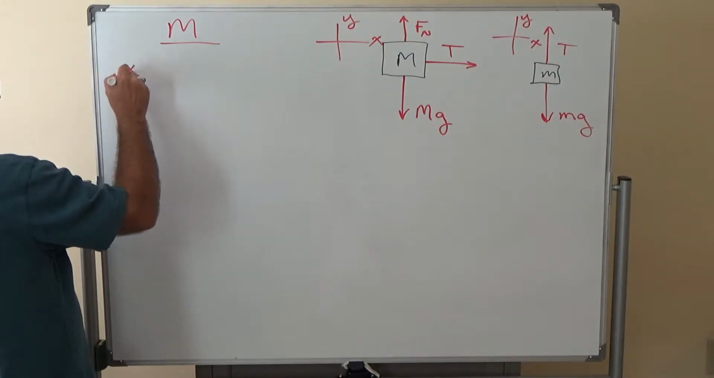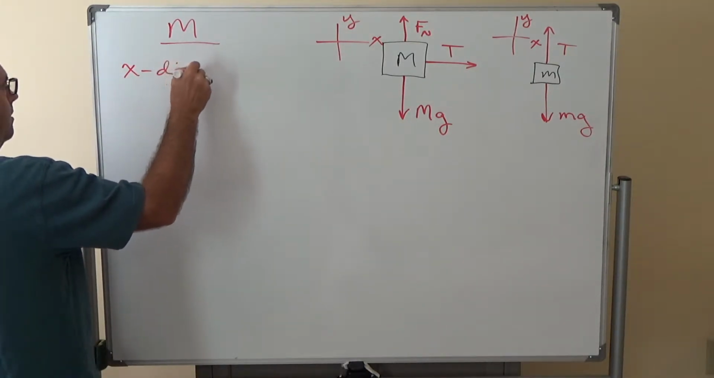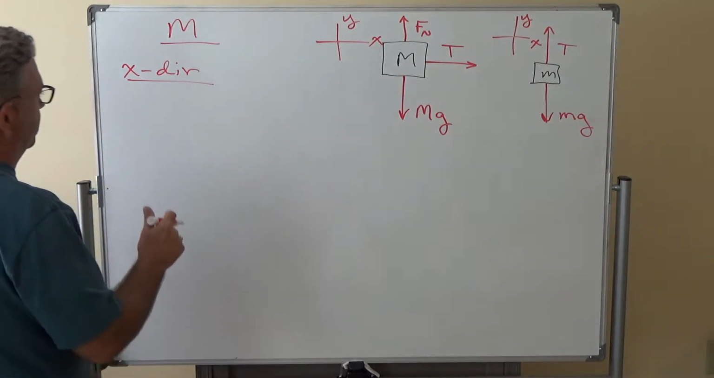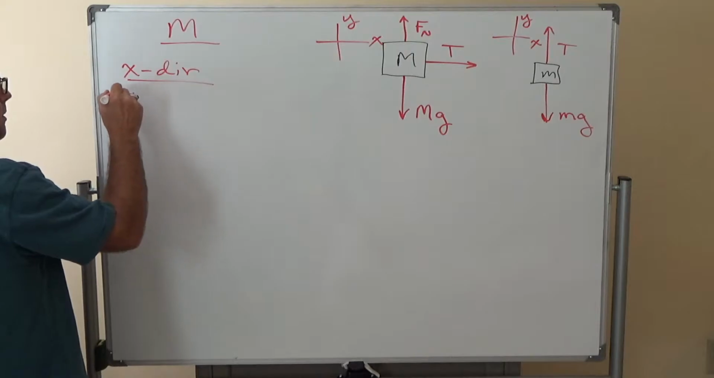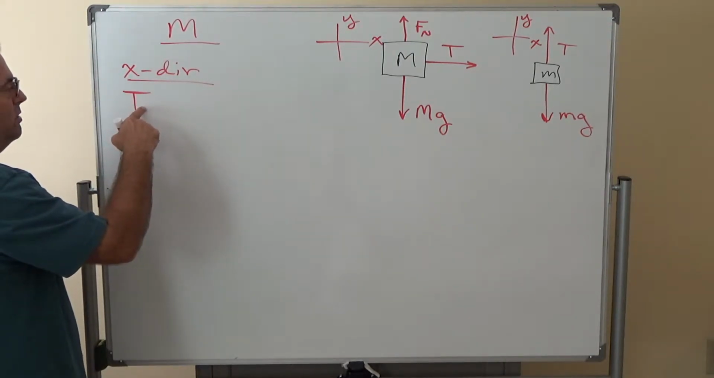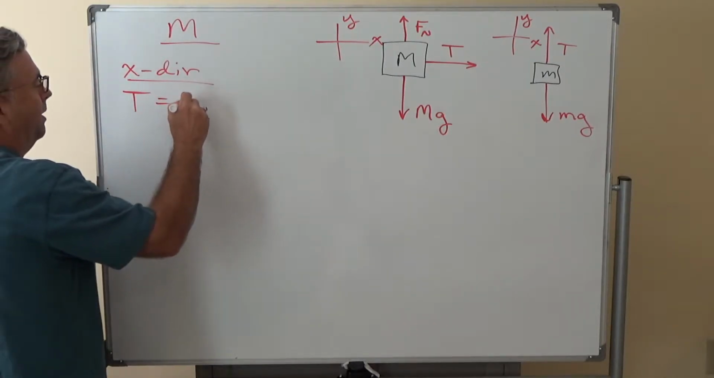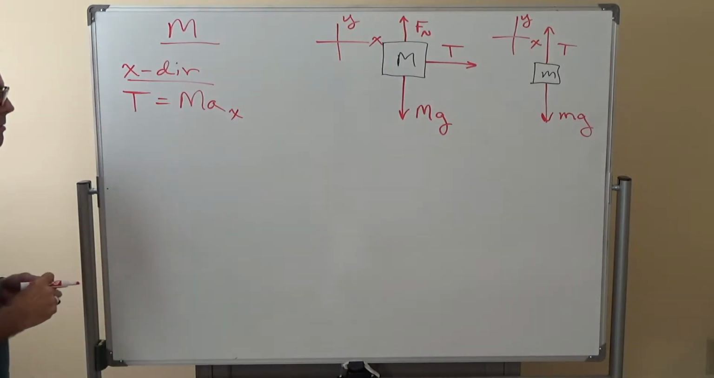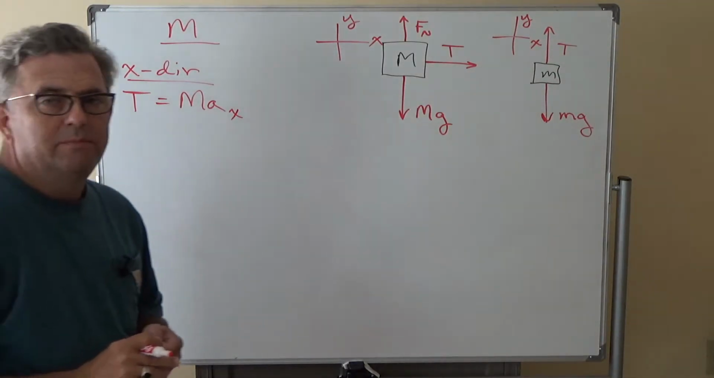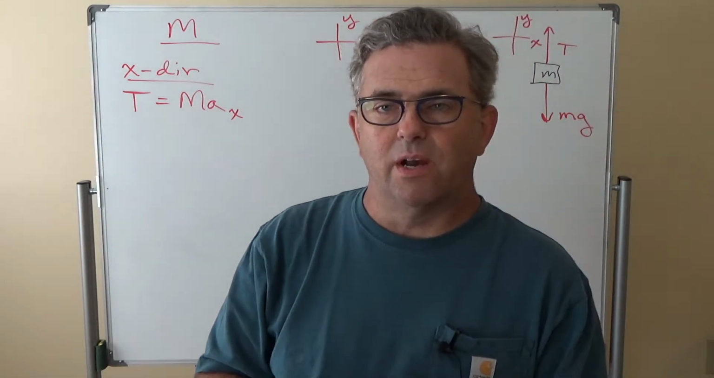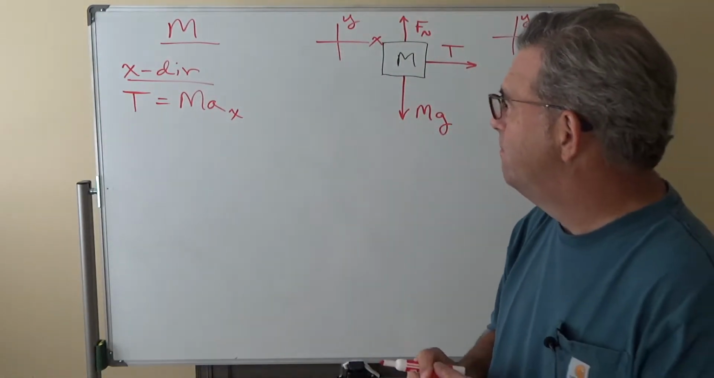Let's look at the X direction first. So we sum up the forces in the X direction. Well, it's simply T is the only force acting in the X direction, and that equals big M a_x. That's the acceleration in the X direction for big M.